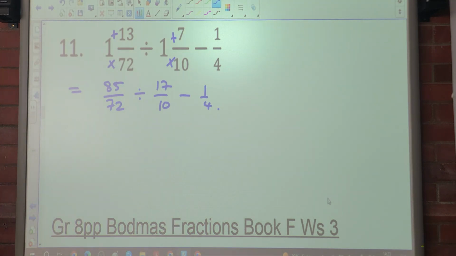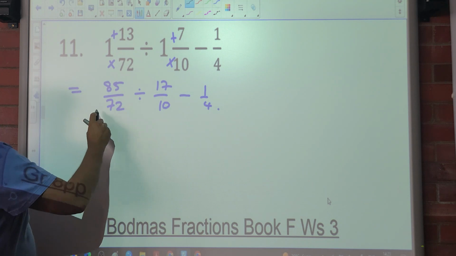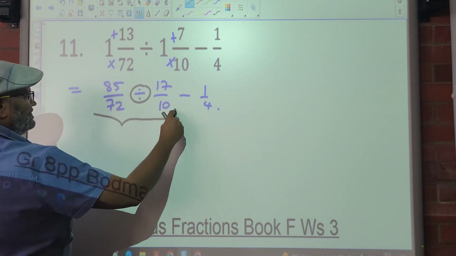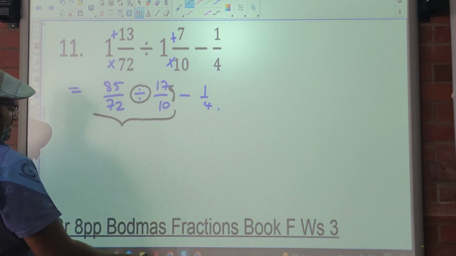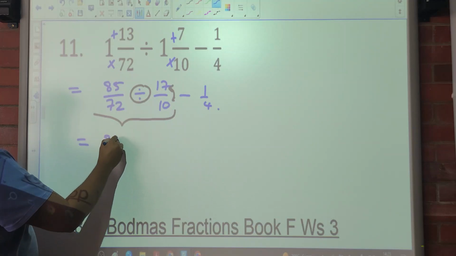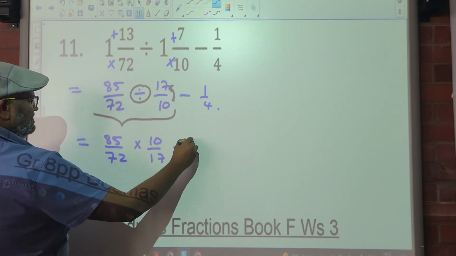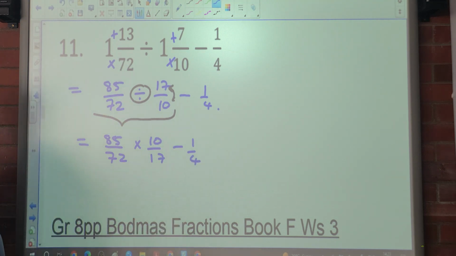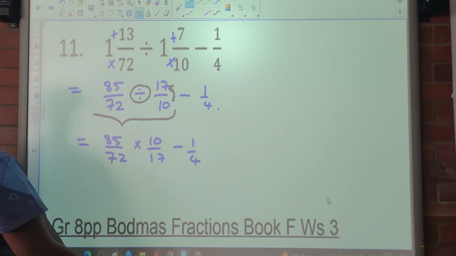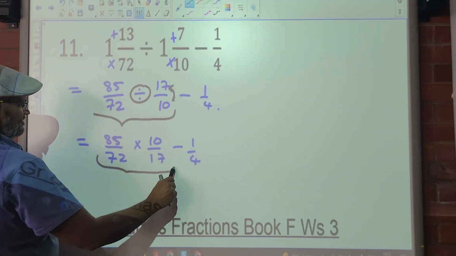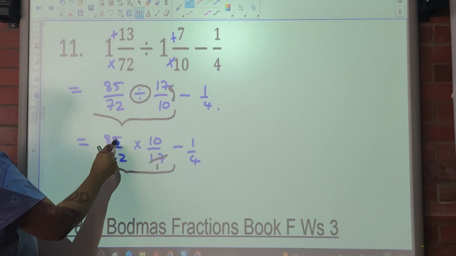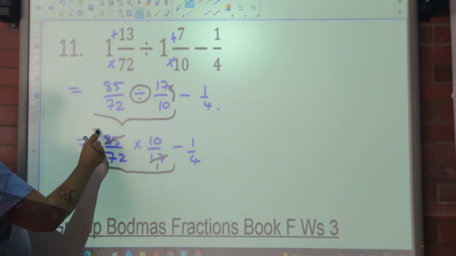So what needs to be done now? Tumble and times. Change division to multiplication. Not so? So that will be 85 over 72 multiplied by 10 over 17 minus a quarter. What needs to be done now? Still multiplication. Not so? 17 goes into 17 once, 17 goes into 85 5 times.